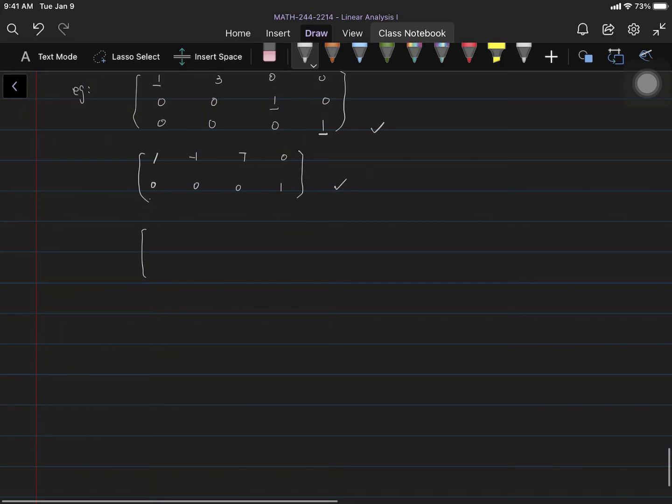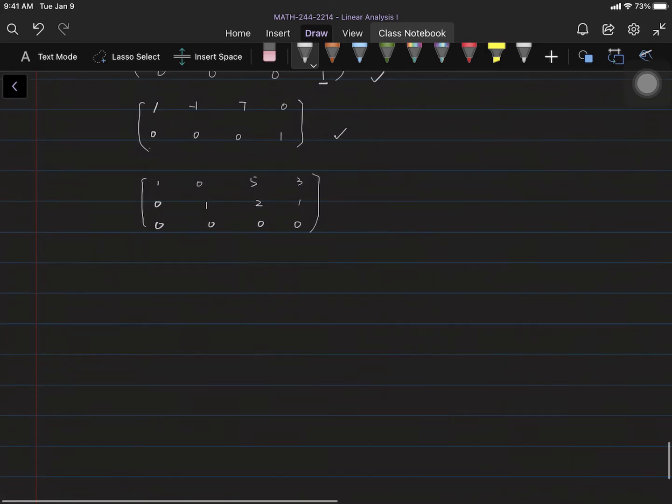Let's take a look at another one. Is this a row echelon? Yes, and only 2 leading ones here. So in column 1 and column 2, 1 is the only non-zero number. So those are examples of reduced row echelon. Now let's take a look at an example where we find the reduced row echelon form for a given matrix.